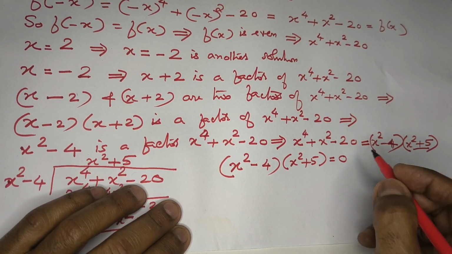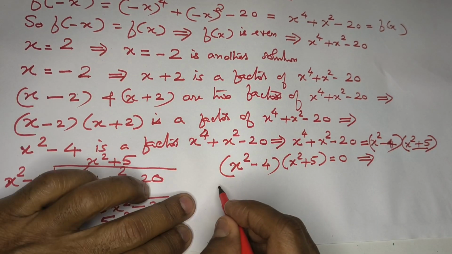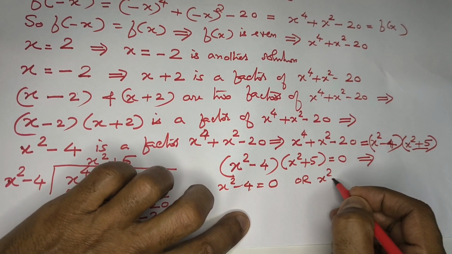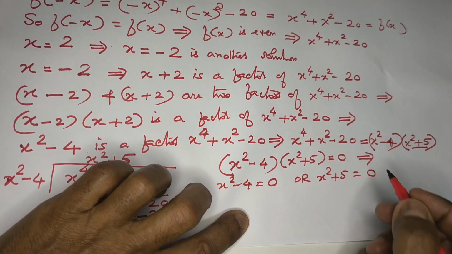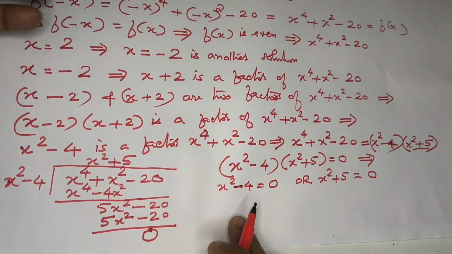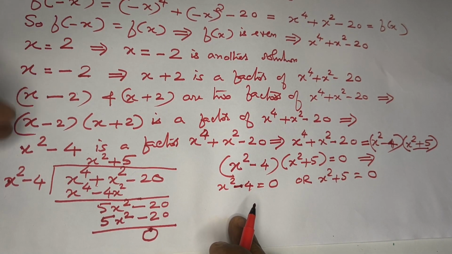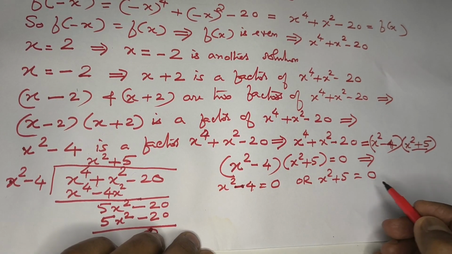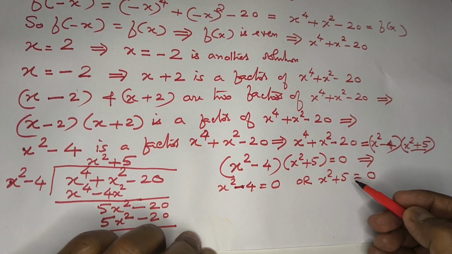Now, this equal to 0 implies what? Either this equal to 0 or x squared plus 5 equal to 0. So corresponding to this, you will be getting two roots, which we have already found out. One root is plus 2, the other root is minus 2. So let's forget about this. Let's focus on the second quadratic equation.